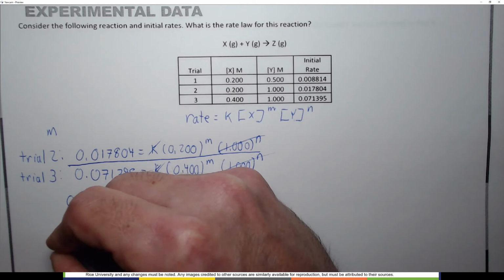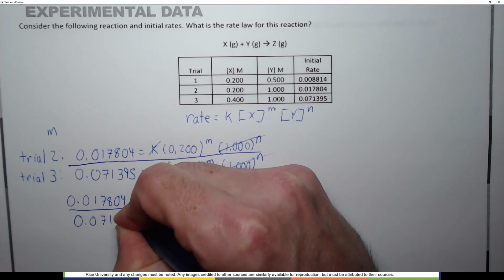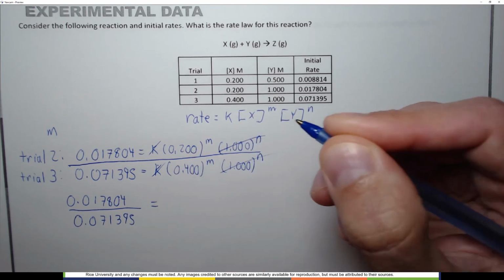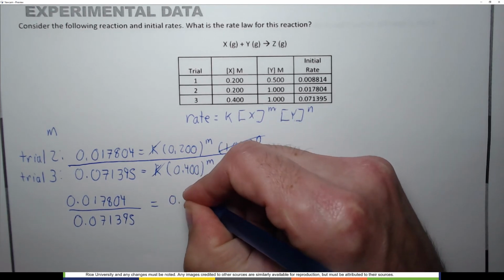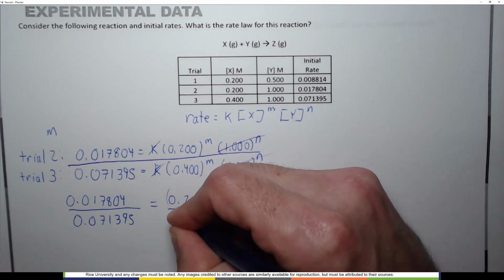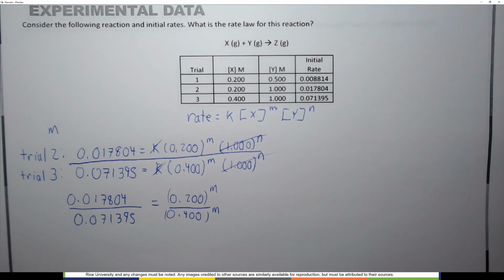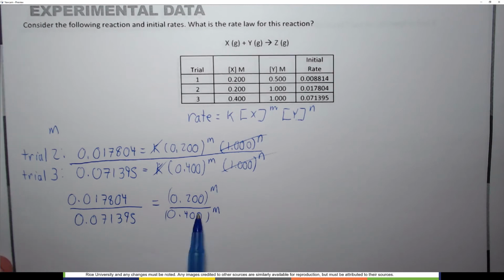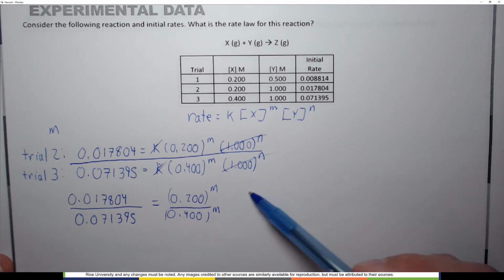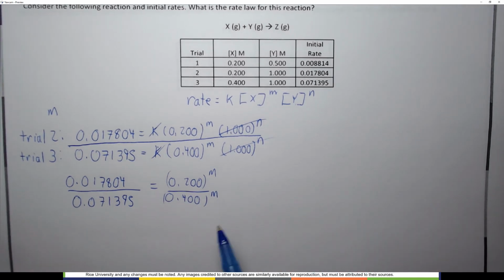0.017804 divided by 0.071395 equals 0.200 to the m divided by 0.400 to the m. Okay? So I have now found an equation with a single variable, m. Now I can do something with this. Specifically, I can find the value of m.